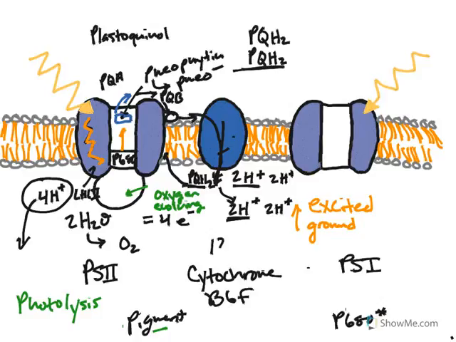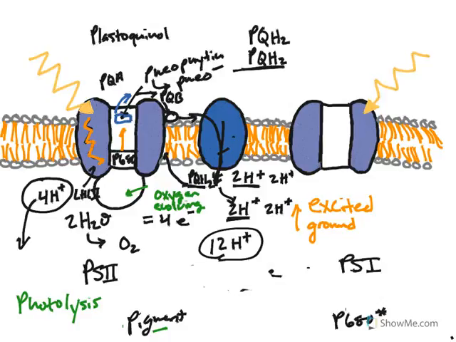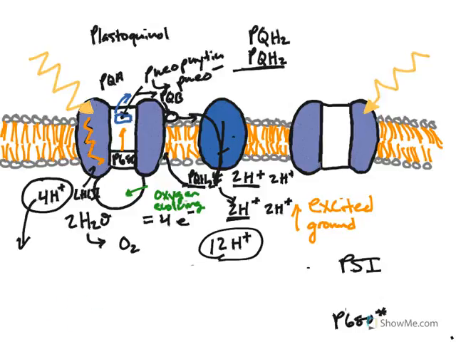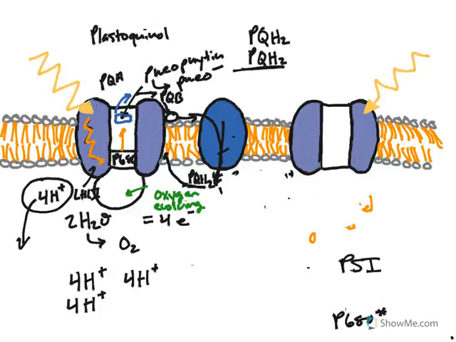So this is going to give us a grand total of 12 protons being brought into the lumen by these reactions. We had 4 protons from water, 4 by the pumping of cytochrome B6F, and 4 by PQH2 dropping off protons into the lumen. Okay, so from cytochrome B6F, we're going to take our electrons to photosystem 1. The electron carrier for that is called plastocyanin.